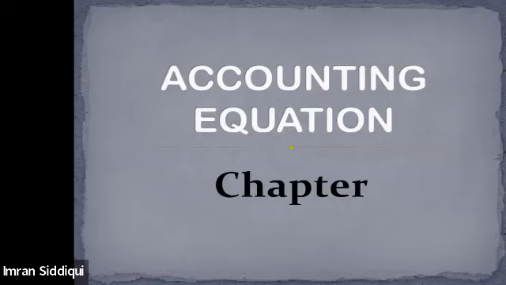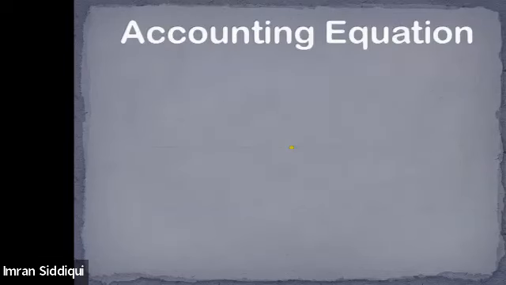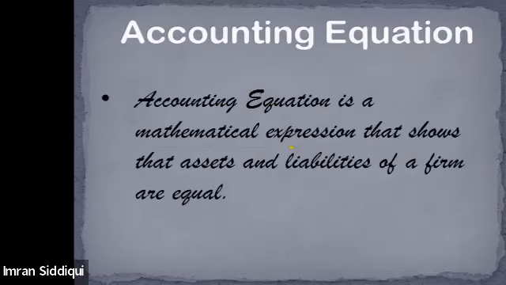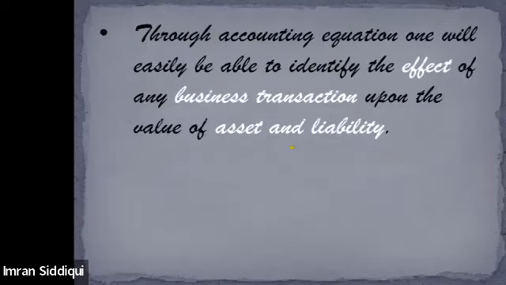All right, so both of you, Labiba and Zainab, we were talking about the accounting equation in the previous session. We understood the meaning of the accounting equation, wherein I've told you that accounting equation is a mathematical expression that shows the asset and liability of a firm are equal. And the purpose of accounting equation is that it helps us to identify the effect of any business transaction upon the asset and liability. That is what I've told you in the previous session as well.